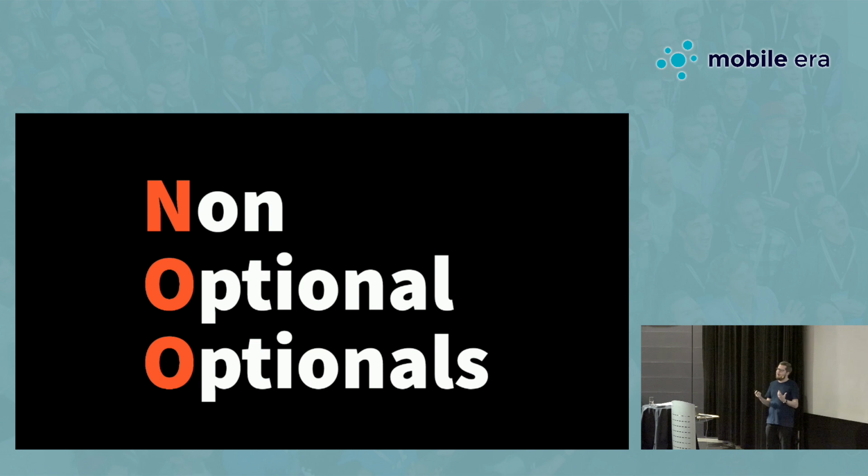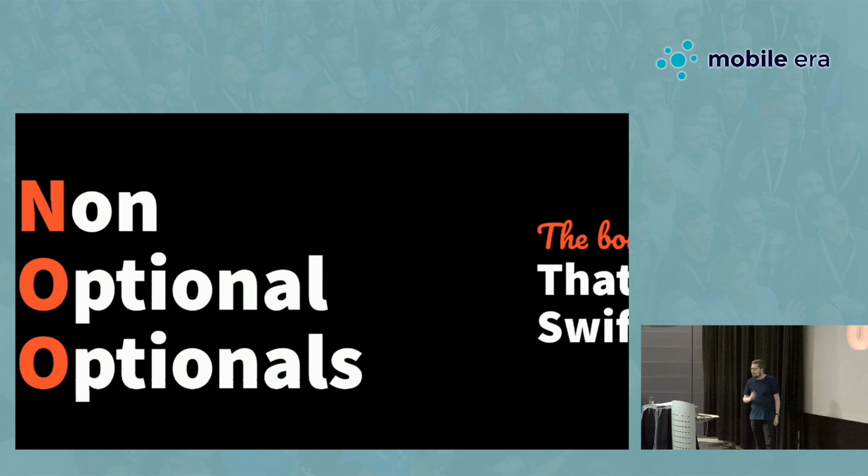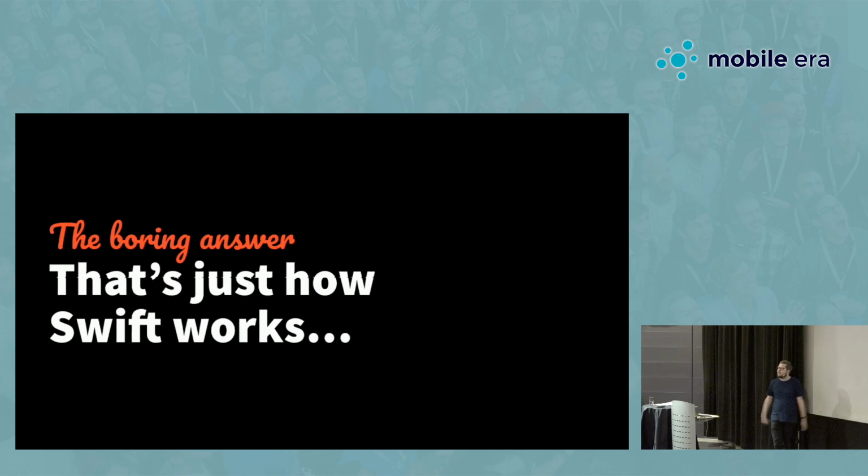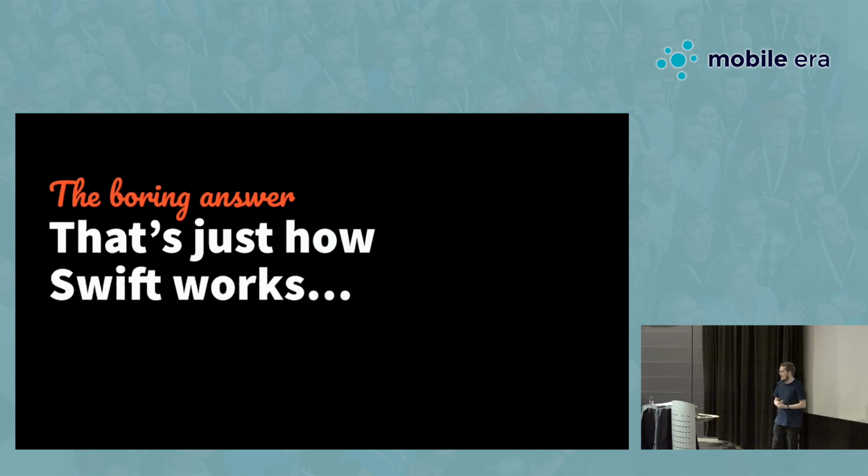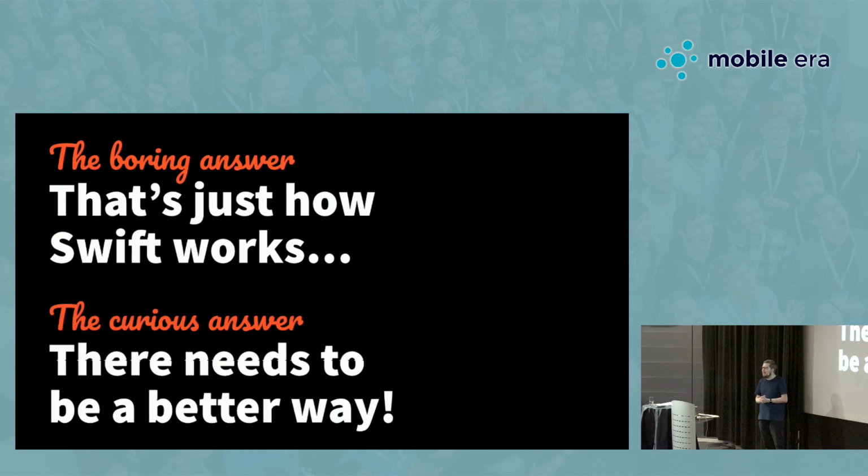So there's a couple of different ways to react when you have a problem like this. One way you can react is what I like to call the boring answer, which is, well, that's just the way Swift works. It just has optionals. It's just a fact of life. We're using Objective-C under the hood, which UIKit is written in. The translation is not perfect, so that's just the way things have always been, and that's the way things will always be. Well, I think there's also a curious answer, which is that there needs to be a better way to do this. It can't be that this is the ultimate way to do things, and we should be able to find some other solution.